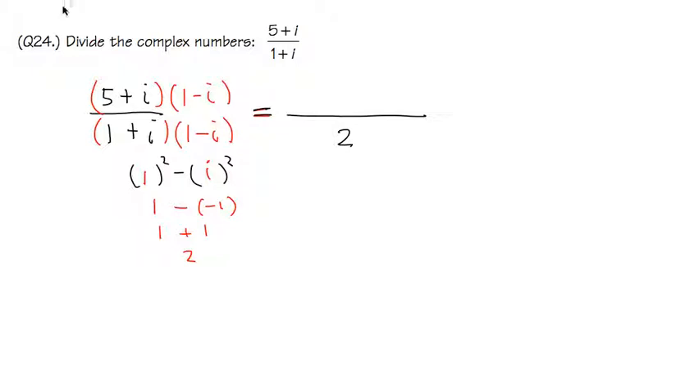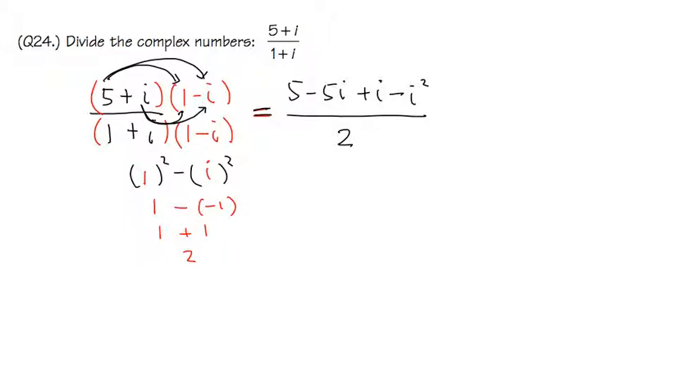And on the top, you're just going to multiply things out. So I will just do it with 5 times 1, which is 5. And then 5 times negative i, that's negative 5i. And you take i, positive i, multiply 1, so you get plus i. And finally, you get positive i times negative i. Positive times negative gives you negative. i times i is i squared.